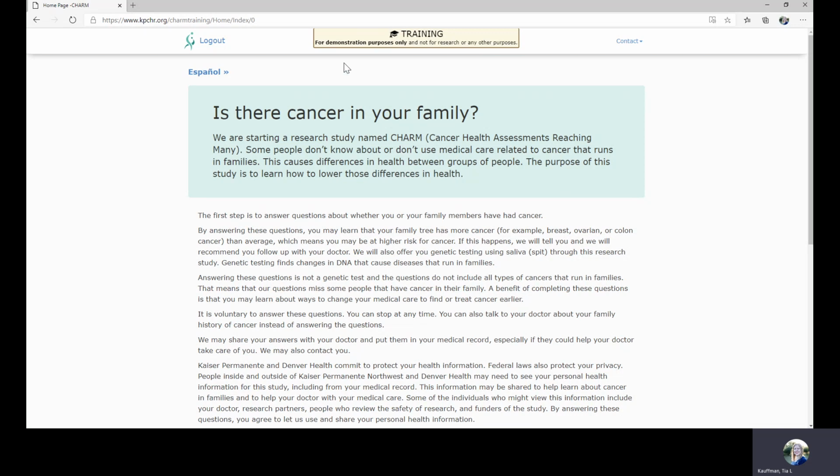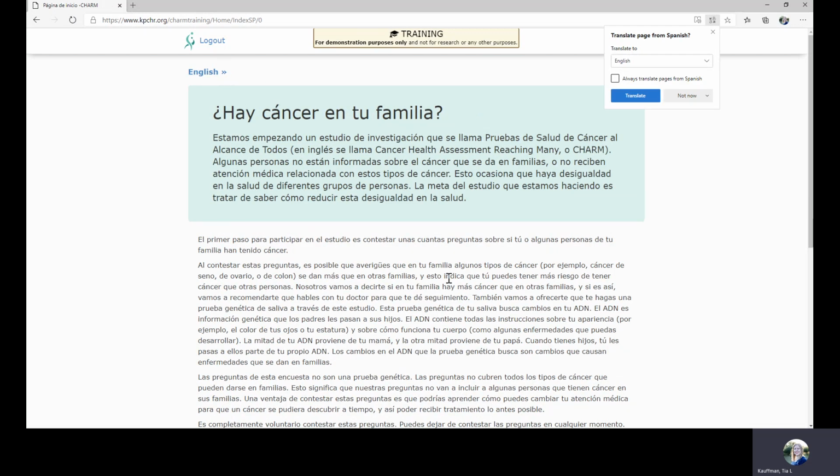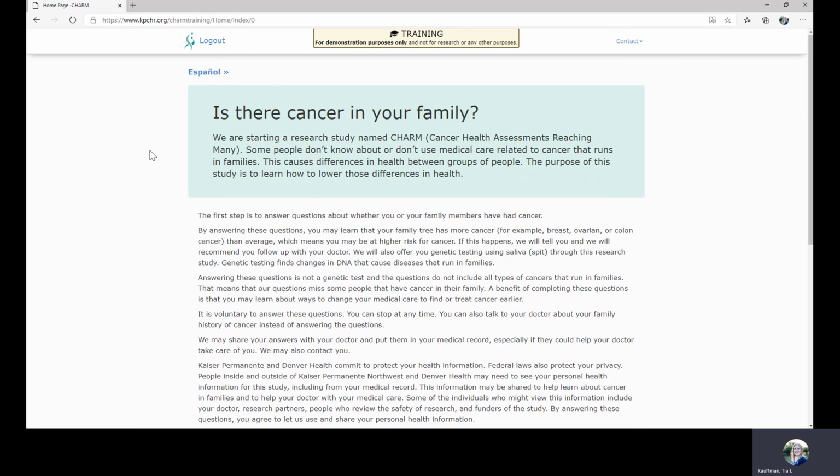It is also in both English and Spanish. As you can see up here, there's a button to switch it into Spanish. Those are the only two languages that it currently exists in, but there is certainly the possibility of it being conducted in other languages in the future.